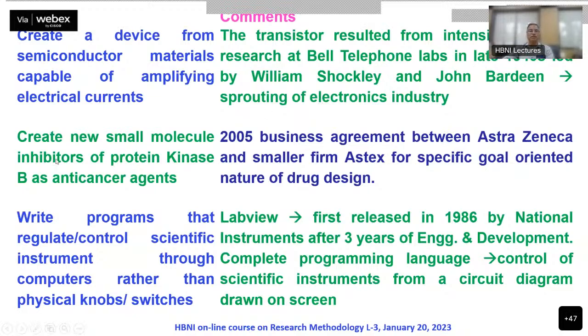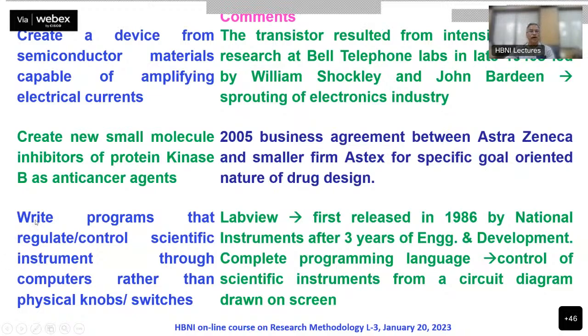These are path-breaking developments. Create new small molecule inhibitors of protein kinase B as anti-cancer agents in biology, cancer research. In 2005, there was a business agreement between AstraZeneca and the smaller firm Astex for the specific goal-oriented nature of drug design. So cancer research got a big boost after this particular research agreement.